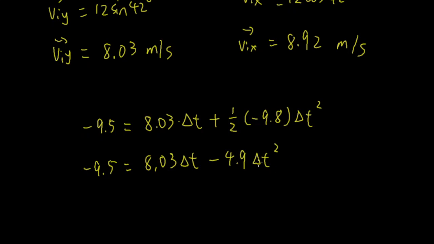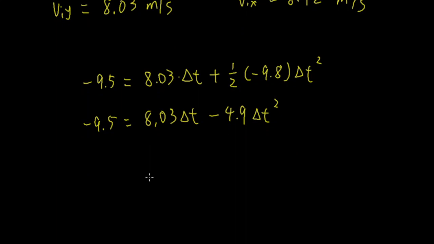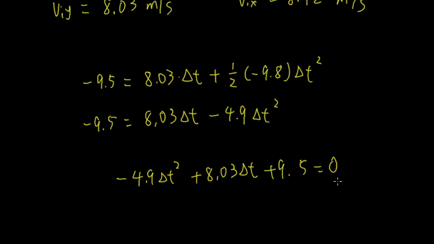Okay, now we rearrange this. Add 9.5 to both sides. We have negative 4.9 delta t squared plus 8.03 delta t plus 9.5 is equal to 0.